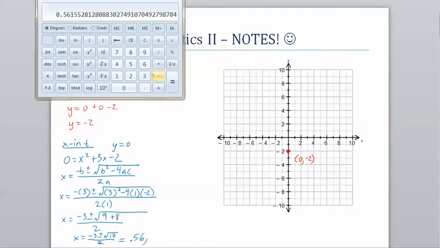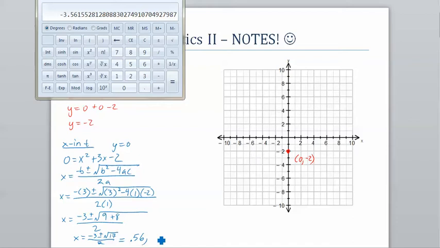And I'm going to do the same thing. Now, you can put something in parentheses as well. I did the negative 3 plus root 17 first and pushed equals, so I would get that. And then I divide it by 2. You can also go parentheses, negative 3 minus the square root of 17, and then close the parentheses, and then divide by 2. Both of those will get you the same answer.